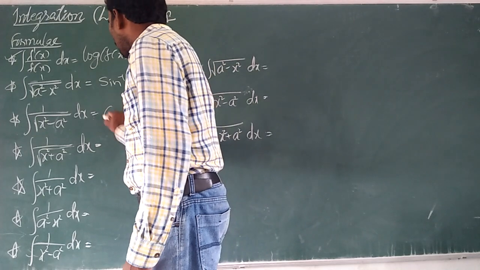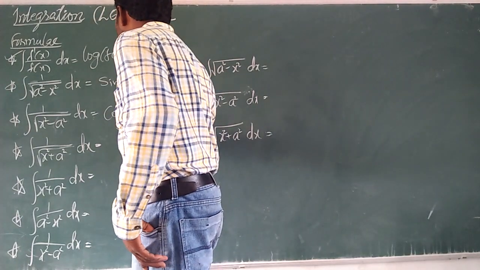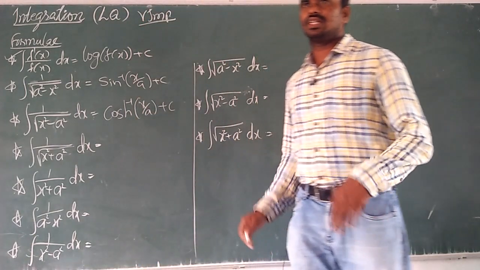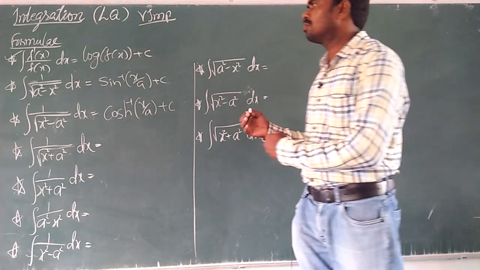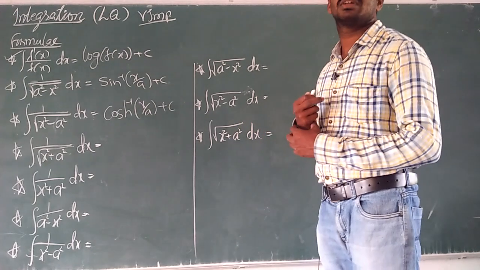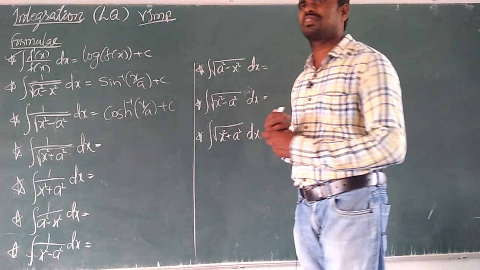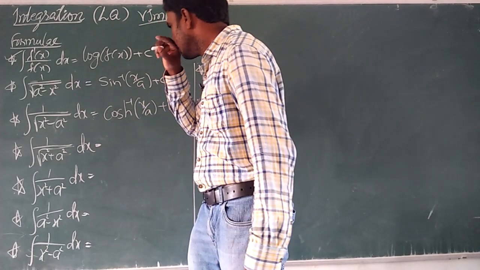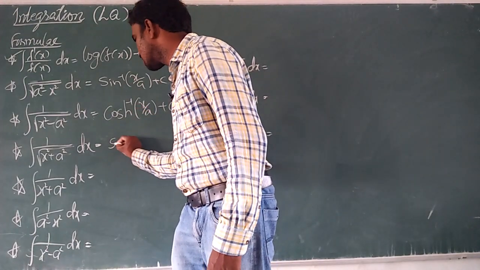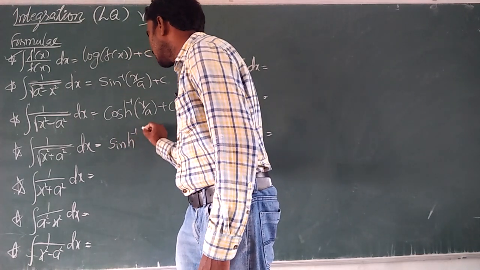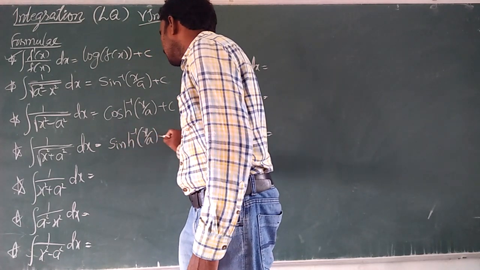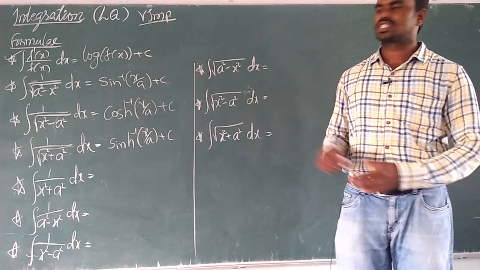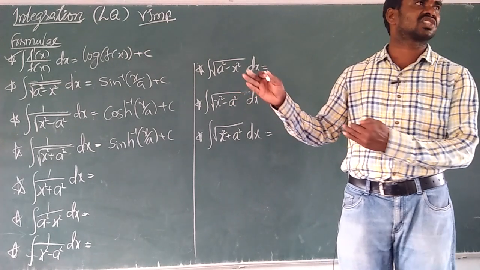Second one, cos h inverse x by a. We have to learn these formulas by heart. If you learn them in order, then the formulas will be remembered. Otherwise, it is somewhat difficult. Okay, 1 by root of x square plus a square. Sin inverse, cos h inverse, this becomes sin h inverse x by a plus c. And obviously 1 by x square plus a square means 1 by 1 plus x square.